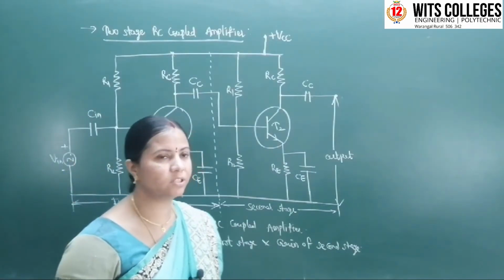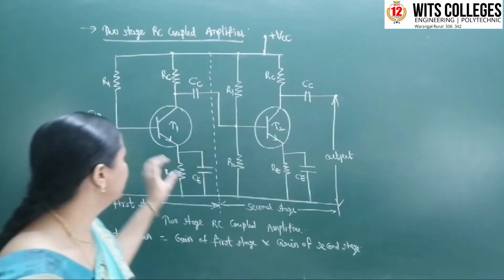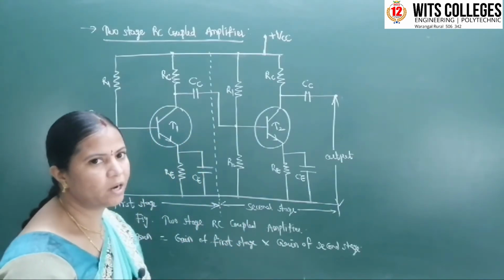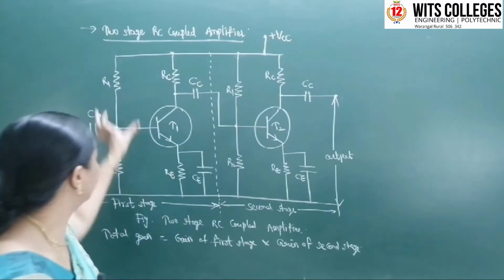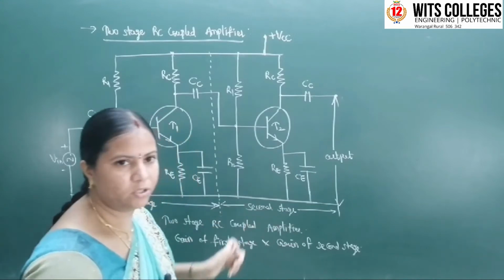Today we are going to discuss the topic about two-stage RC coupled amplifier. So this is the circuit of the two-stage RC coupled amplifier. This is the first stage. Up to here this is the first stage and this is the second stage.